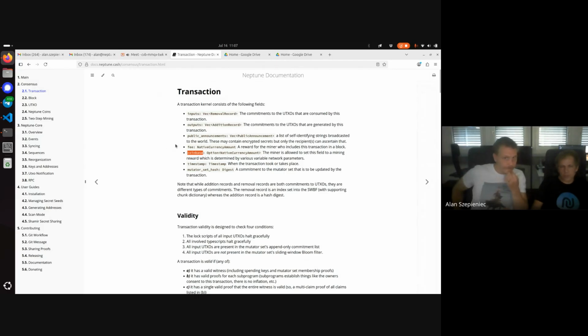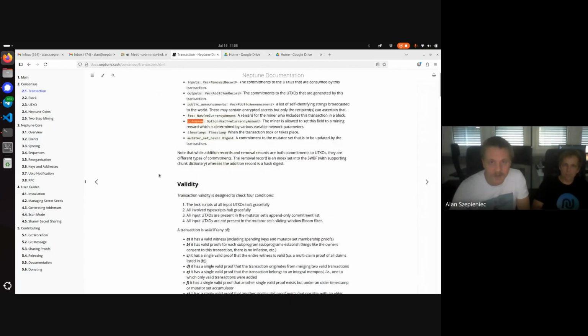Fee and Coinbase are amounts that are publicly visible, but the amounts in inputs and outputs are concealed behind multiple layers of hashes and whatnot. Correct. And so we have a zero knowledge proof that establishes balanced transactions, in addition to other things.